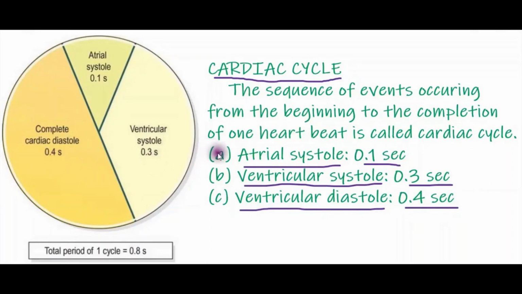Atrial systole means contraction of the auricles. What is the meaning of systole? Contraction. So contraction of the auricles is the atrial systole, and the duration is 0.1. Then ventricular systole, contraction of the ventricles, is 0.3 seconds. The third one is ventricular diastole, relaxation of the ventricles. So atrial systole, contraction of auricles; ventricular systole, contraction of ventricles; ventricular diastole, relaxation of ventricles.